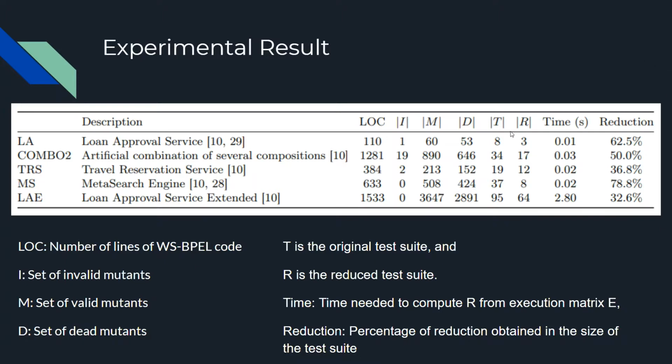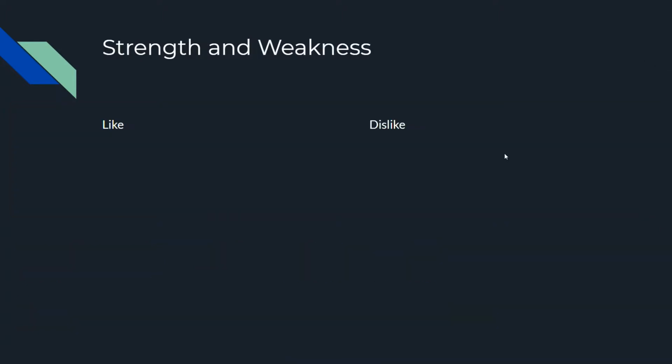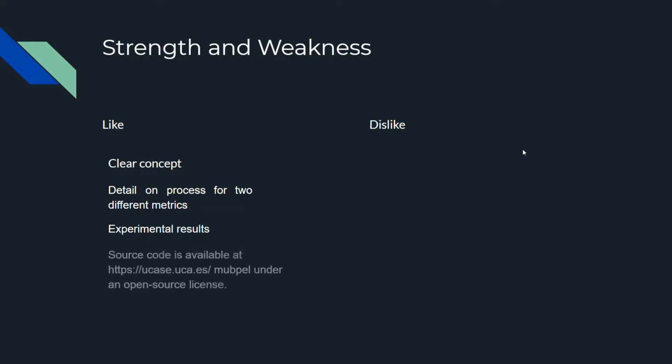From my personal point of view, this paper provided a clear concept on why it is important to minimize the size of the test suite, although the test suite is already relatively small. This paper provides a detailed minimization process for two different metrics. This paper also provides experimental results and analysis. What's more, it also provides a source code repository.